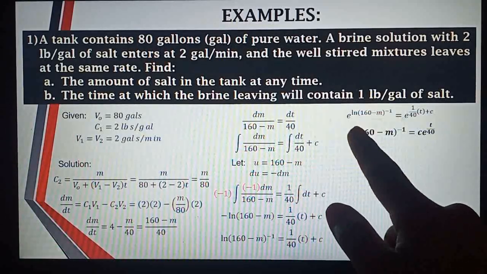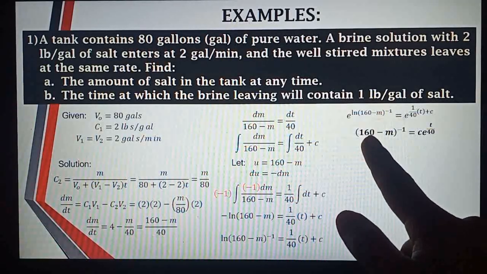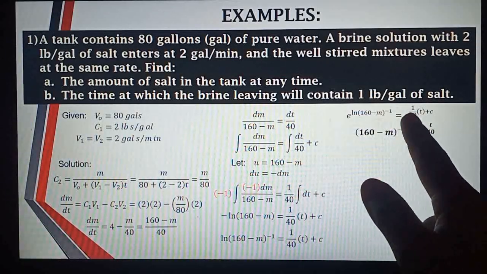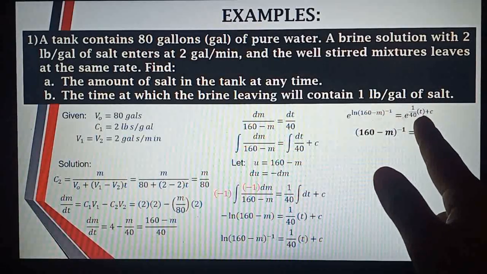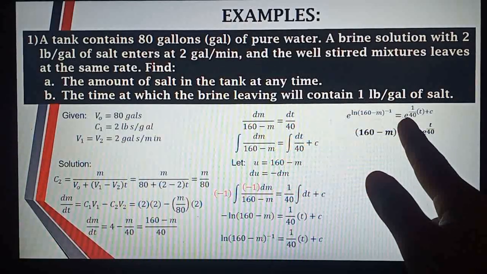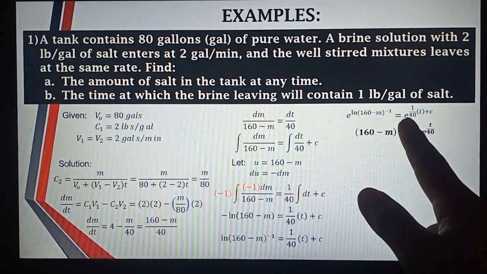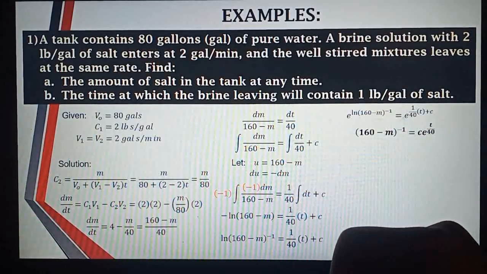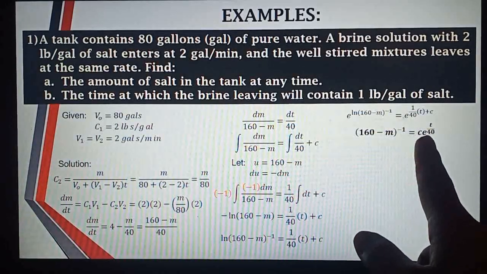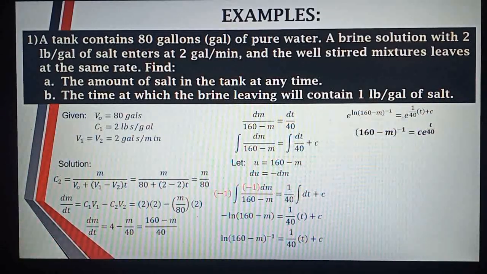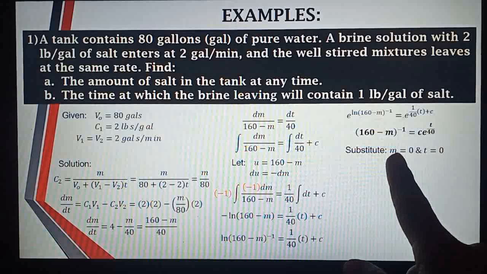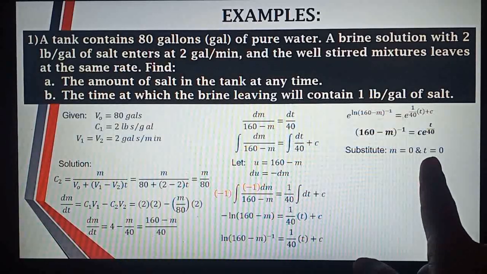That will become, the e raised to ln will be cancelled. So this part will be 160 minus m raised to negative 1. Then this part, we can separate, it will be e raised to c times e raised to 1 over 40 multiplied by t. Since e raised to c is an arbitrary constant, we can just call it c. So it becomes c e raised to t over 40. Now, we will do the substitution of m equals 0 at t equals 0.